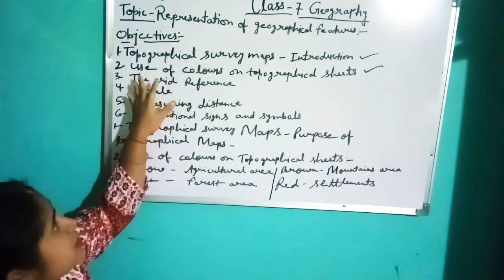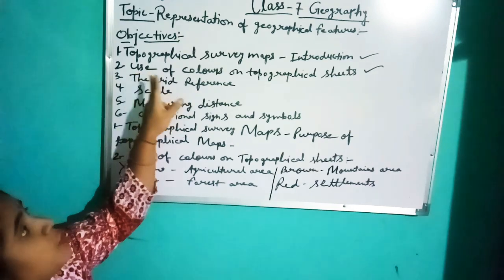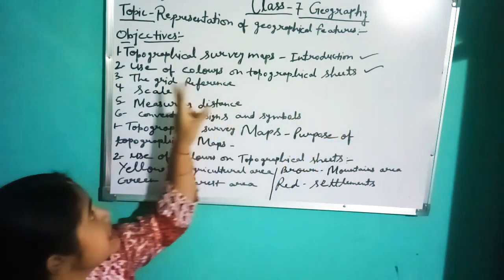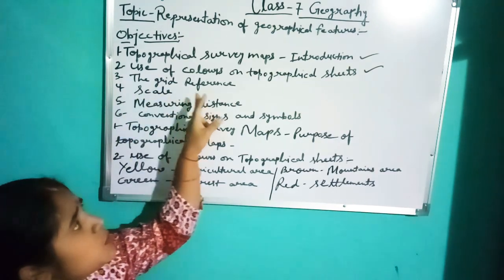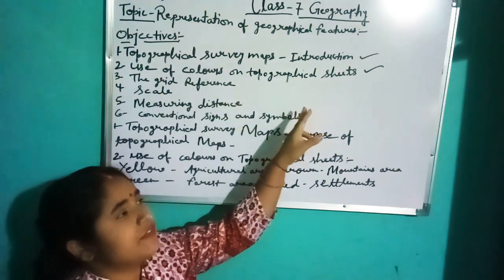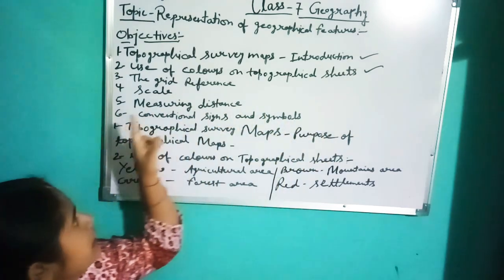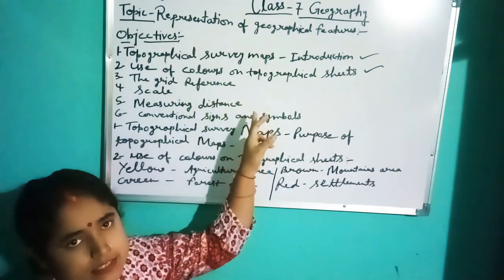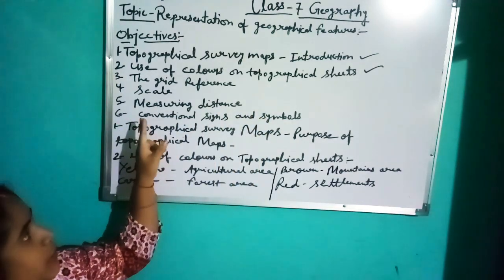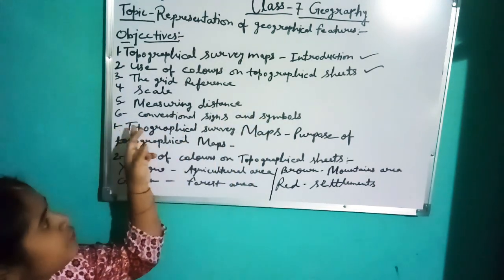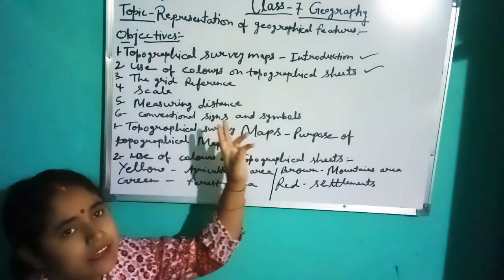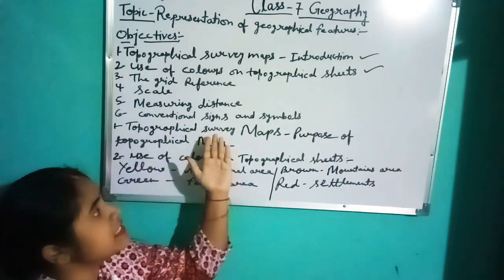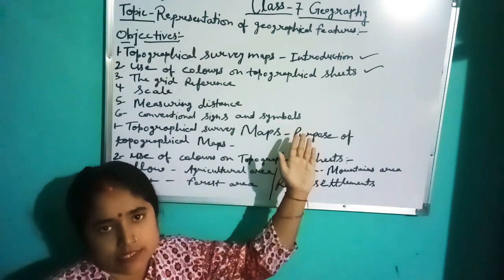Our first objective will be an introduction to topographical survey maps. The second topic will be use of colors on topographical sheets. The third topic will be the grid reference. The fourth topic will be scale. The fifth topic will be measuring distance. And the sixth topic will be conventional signs and symbols.